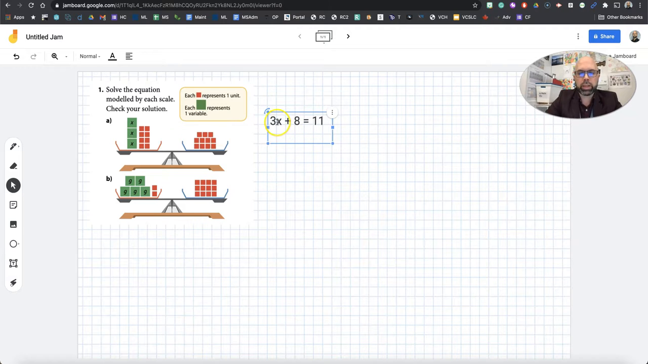We know that we want to get this x by itself. So the first thing we're going to do is get rid of the 8. So we want to narrow this down to just 3x. To do that, we can do anything we want as long as we do the same thing to both sides. So I'm going to copy this and put this in squigglies, minus 8. And I'm going to do that to both sides. 11 minus 8.